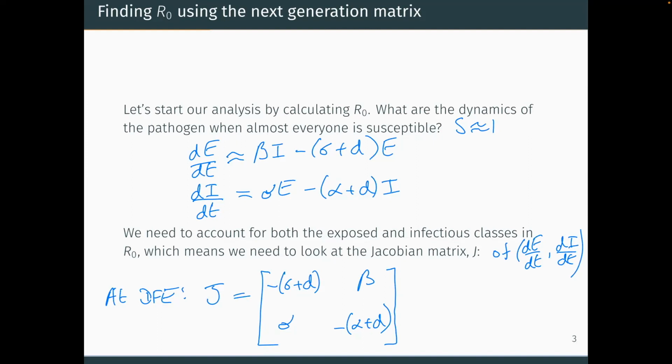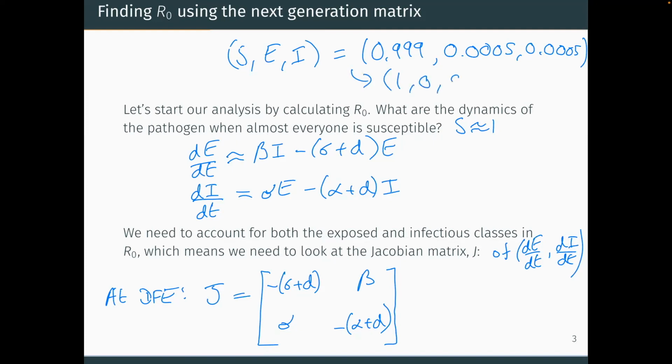So what we've really got is our S, E, I equal to, say, just for argument's sake, 0.999, 0.0005. I think I've got my zeros there correct. So we've moved a tiny little bit away from our disease-free equilibrium. Almost everyone is susceptible, with a tiny little bit of exposed and infectious individuals. Is that going to decay back to 100? Or is it going to grow, the susceptibles are going to be depleted, and we have an epidemic?